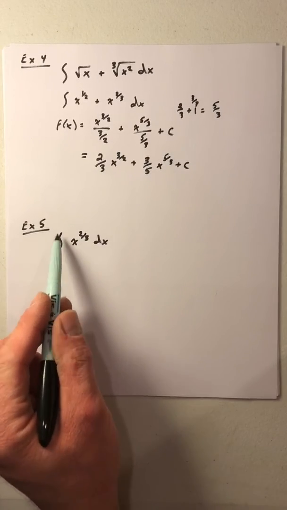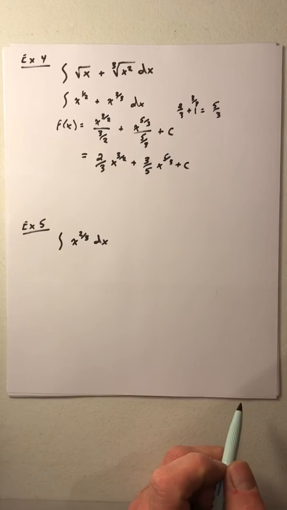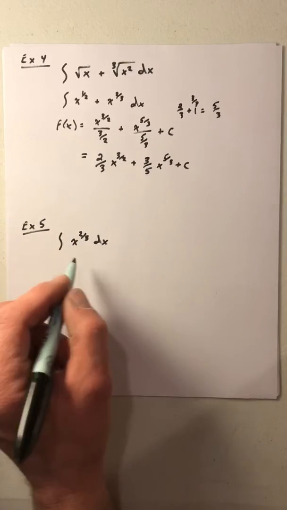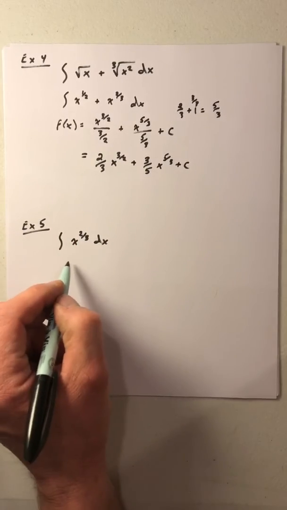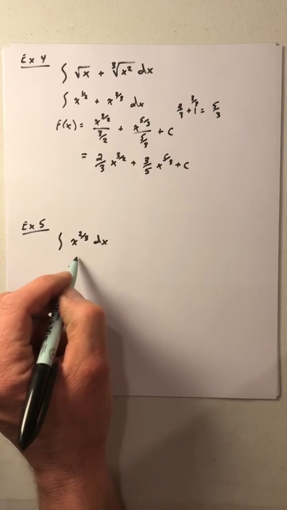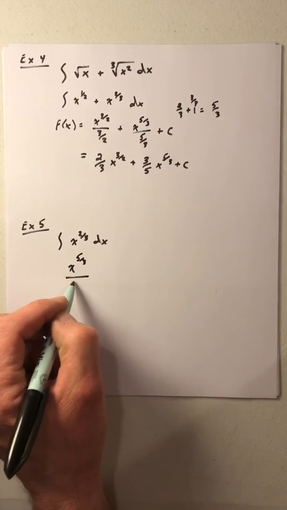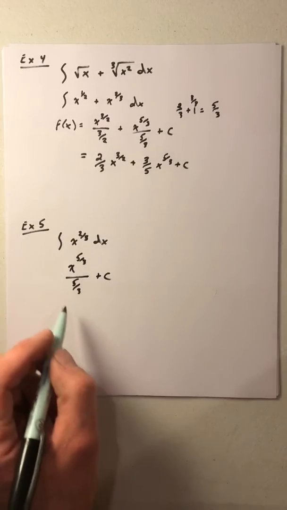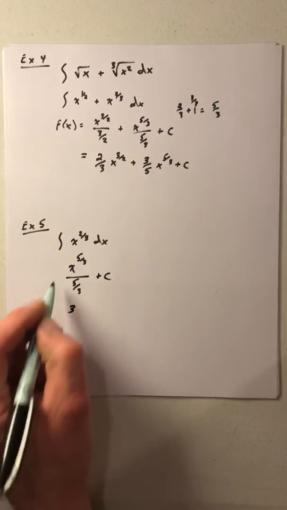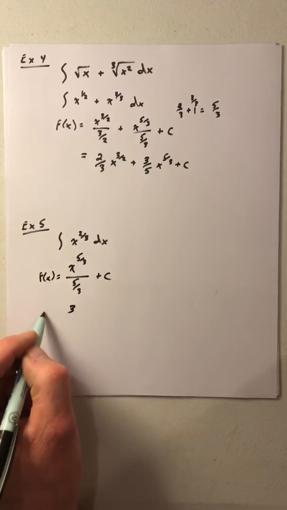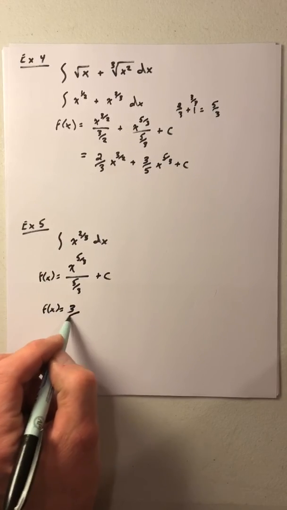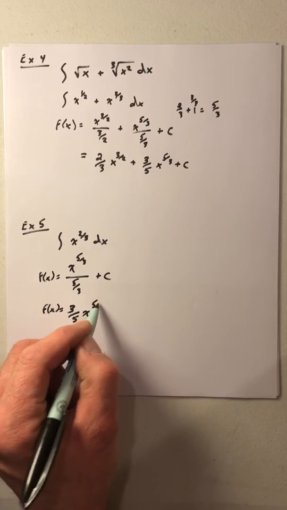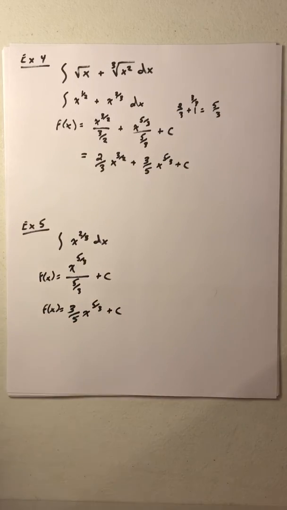Lastly, if I integrate one more fractional exponent, x to the 2/3, I can integrate that. Adding 1 to 2/3, I end up with 5/3 divided by 5/3 plus c. Flipping that around, multiplying by the reciprocal, my original function, f of x, is going to equal 3/5 x to the 5/3 plus c. And that's going to end where I want to get to today, which is just our basic integration rules.